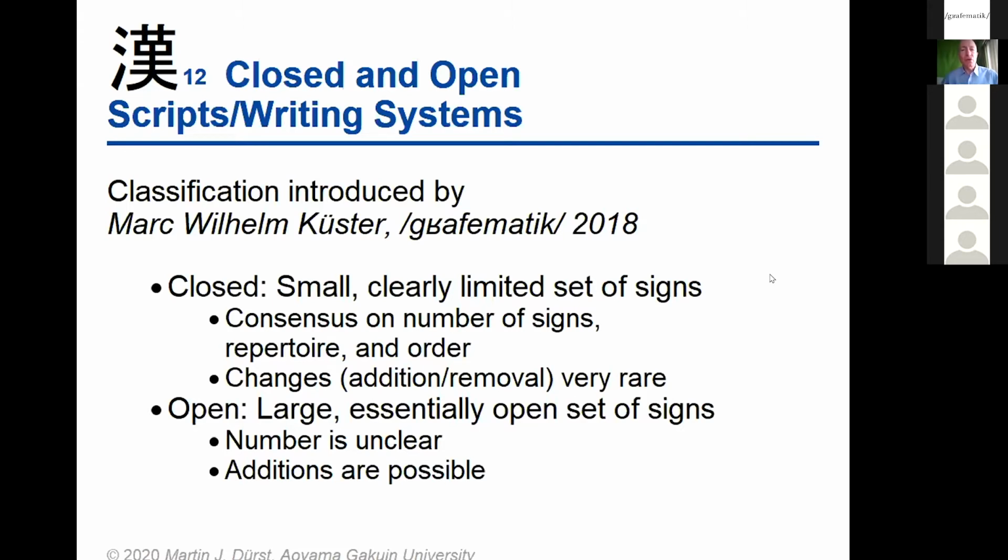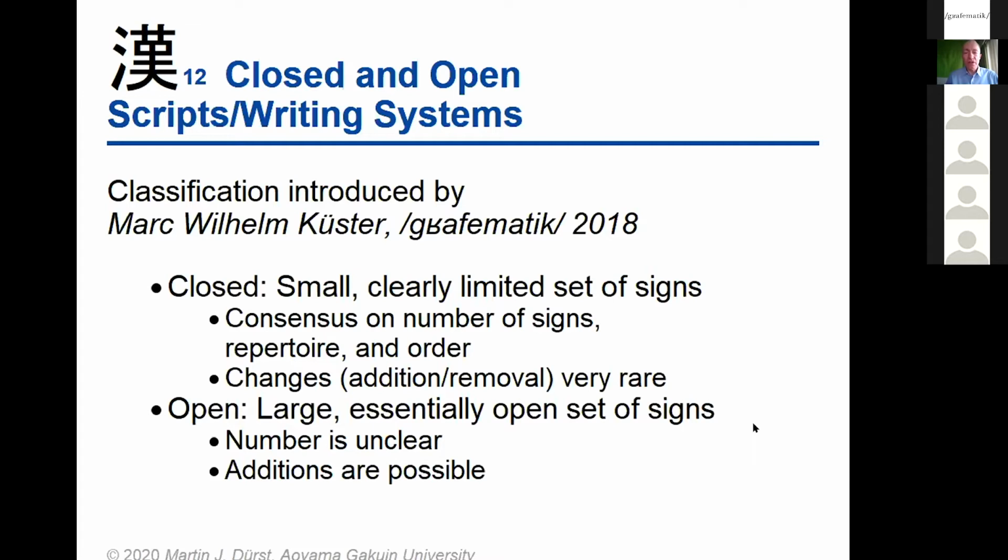But now let's go to a talk that, although I missed it because of a flight delay, a talk at the last conference by Wilhelm Küster, which has impressed me quite a bit. His topic was closed and open writing systems. He introduced a distinction of writing systems into closed and open. And it's very simple. Closed writing systems are small with a consensus on what signs you need and so on.